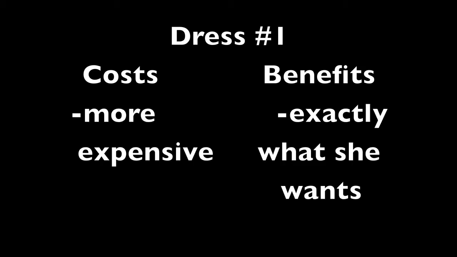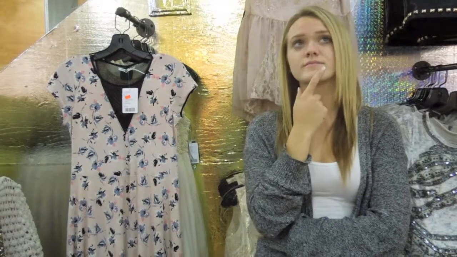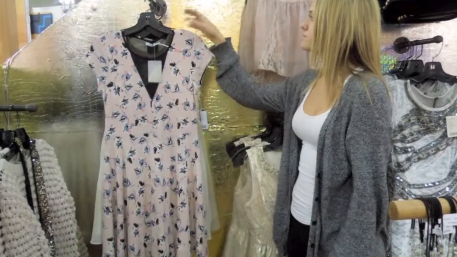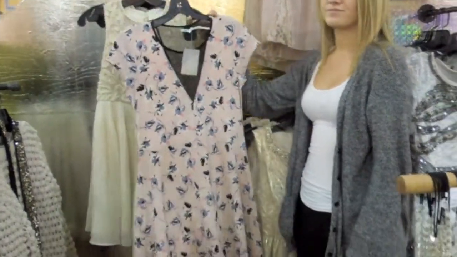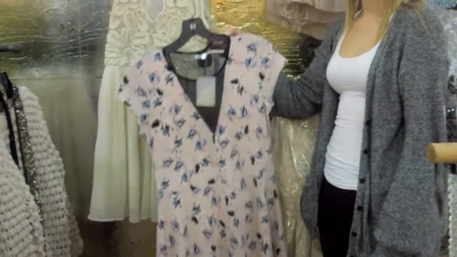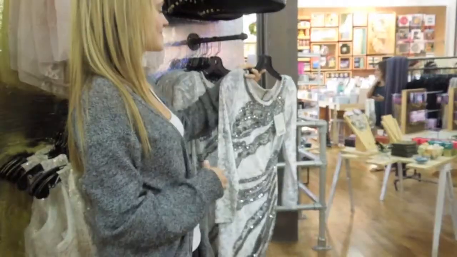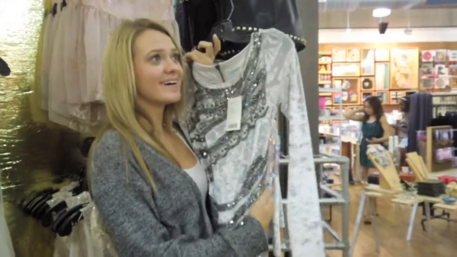Using the costs and benefits from each alternative, step 4 is to narrow the alternatives to 2. Because Christina wants a dress today, she chose to narrow it down to dress number 1 and 2. Finally, step number 5 is to identify the choice and the opportunity cost of the decision. Christina is deciding to say no to dress number 2 and yes to dress number 1.